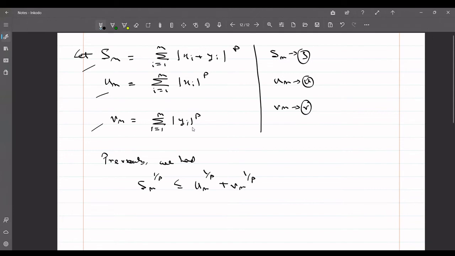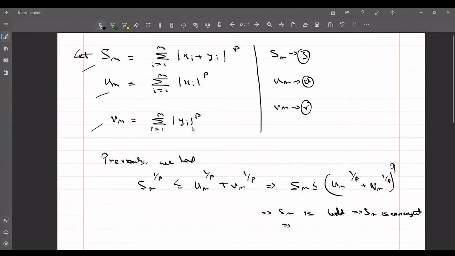Now see, from here you can say one thing: this statement basically implies that LP is a vector space. Very simple sense. So from here you have Sn is less than or equal to un to the power 1 over p plus vn to the power 1 over p, whole to the power p, which implies Sn is bounded, which implies Sn is convergent.